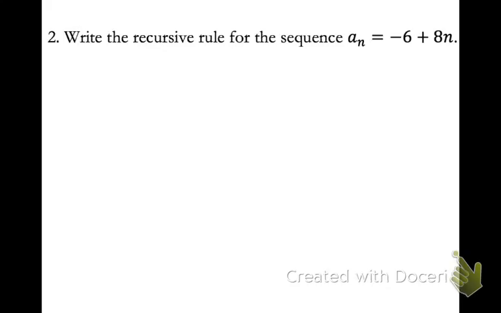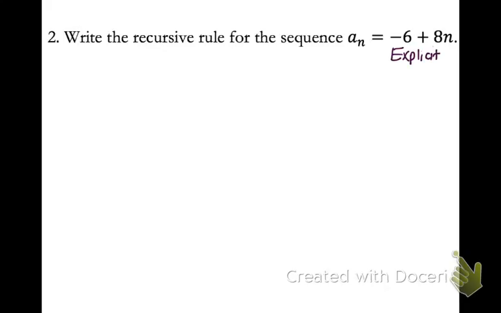Write the recursive rule for the sequence a sub n equals negative 6 plus 8n. So I've given you an explicit rule. This is explicit. And I'm now wanting to write the recursive rule. The only way to do this is to see what my sequence is. So I need to write my sequence out. I'm going to write out maybe the first 3 or 4 terms to get an idea of what's going on.